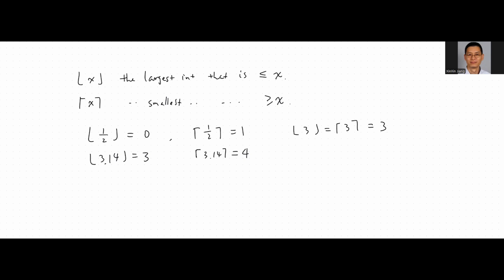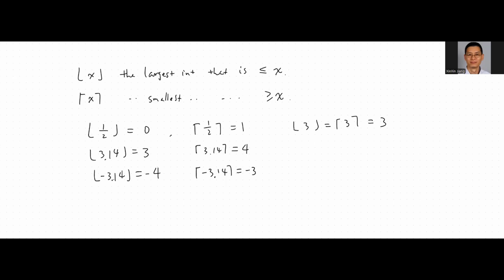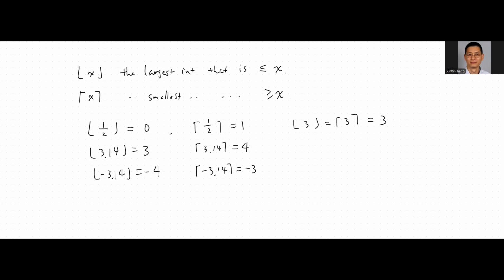You need to be careful when you have a negative number, so negative 3.14. The floor is actually not negative 3, it's negative 4, because negative 3 actually is greater than negative 3.14. And the ceiling is negative 3. So first part, you really need to know how to find the floor and the ceiling given a number. That's the first thing you need to know. That's basic knowledge you need to know.